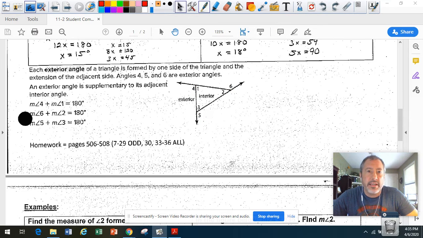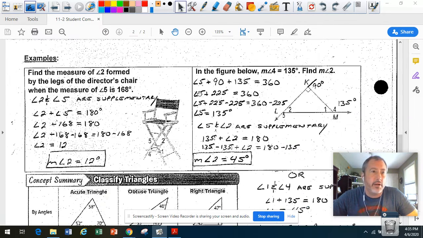So let's take a look down here and see what we have. It says, find the measure of angle 2 formed by the legs of the director's chair when the measure of angle 5 is 168 degrees. Okay, this is hard to read here, but it sort of looks like what we have here.